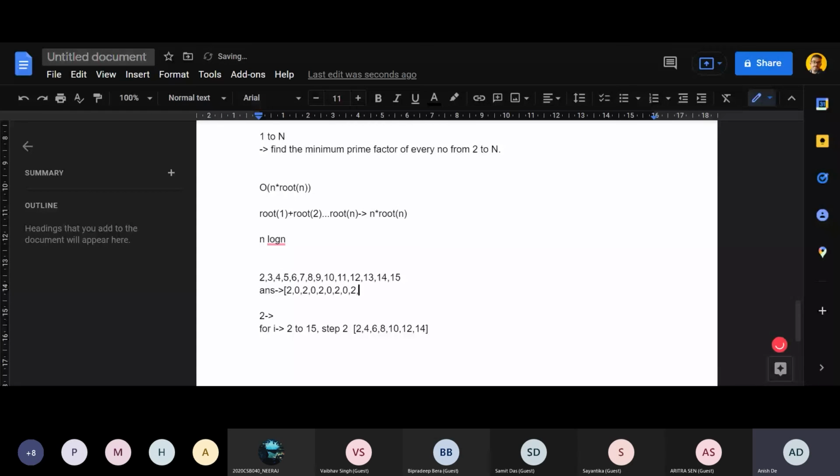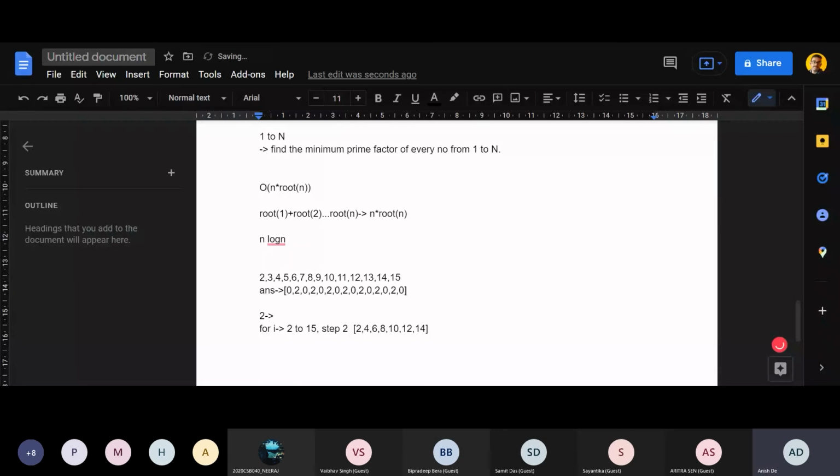For 11 we don't know. For 12 it's again 2. For 13 we don't know. For 14 it's 2, and for 15 we don't know. And 1 doesn't have any prime factor, so let it be 0.